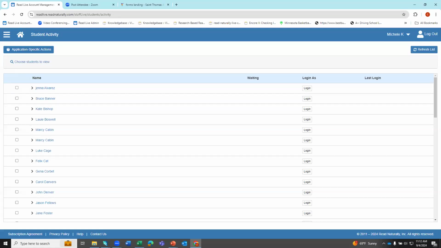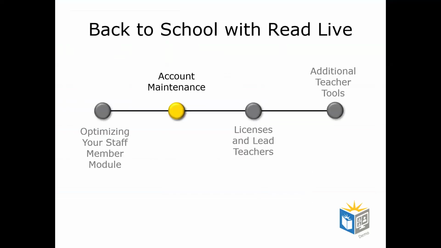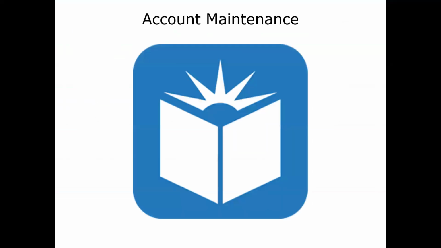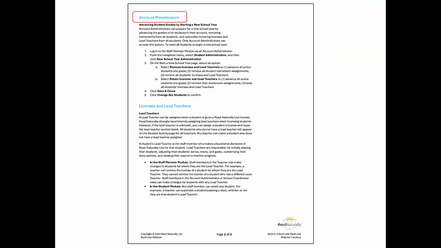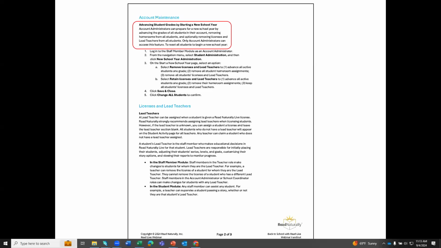Okay. So that covers this first section of optimizing your staff member module. And now we are going to go on to account maintenance. And if you look at your 3-page sheet, account maintenance is at the top of that second page. It's a resource for you when you go back to utilize this on your own. In your handout that follows the slides, what you are going to see is this program again.